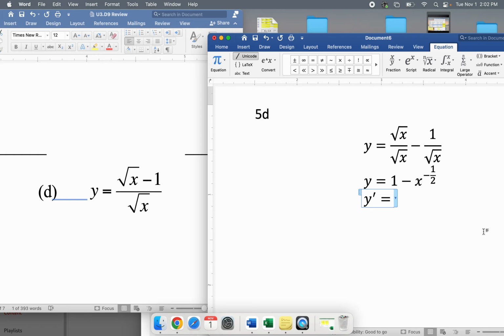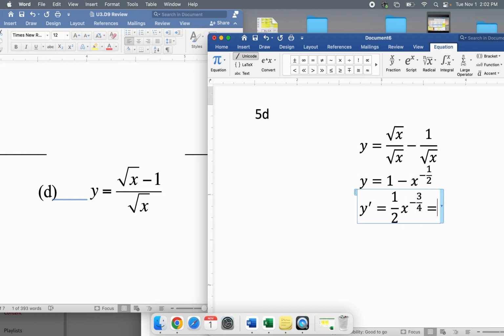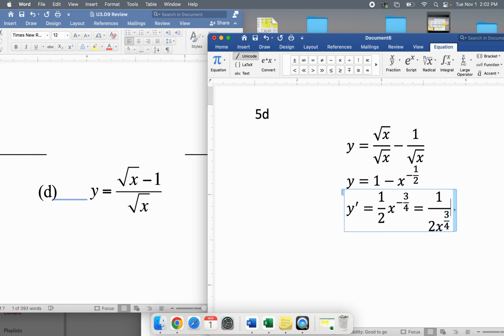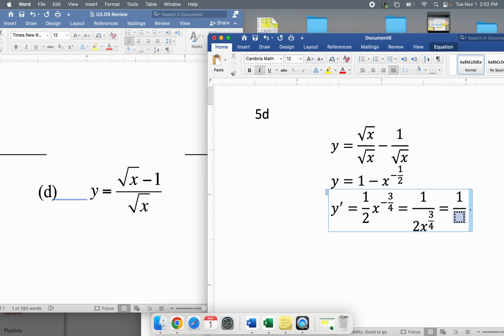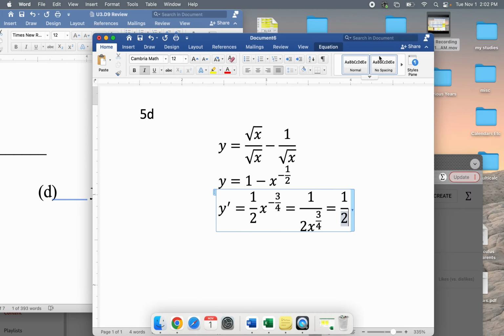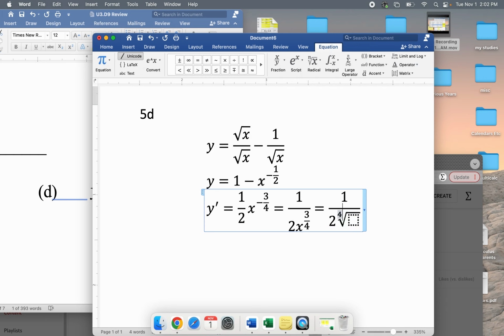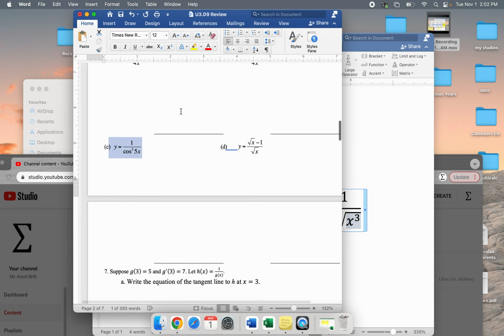Derivative of 1 is 0. What's the derivative of this guy? Well, the -1/2 comes down. It already has a minus sign, so it actually becomes positive 1/2 x to the -3/2, which is like 1 over 2x to the +3/2, which, if you like, is like 1 over 2 times the square root of x cubed. Okay, so there's my answer. Very good. So that is 5D.